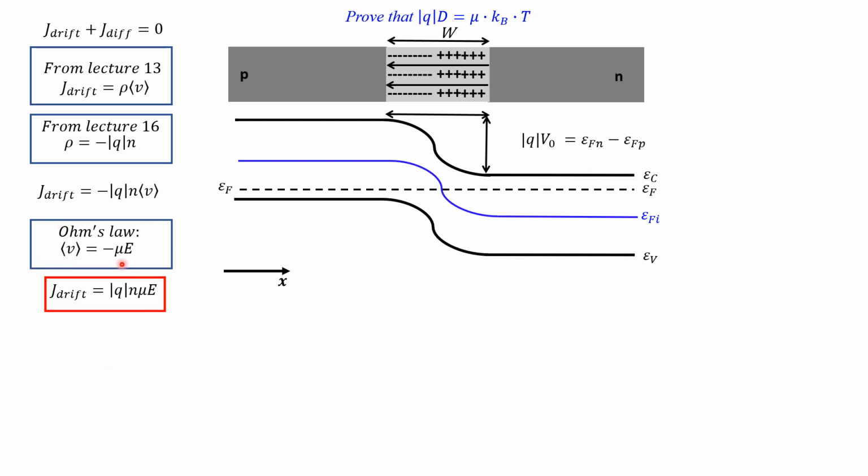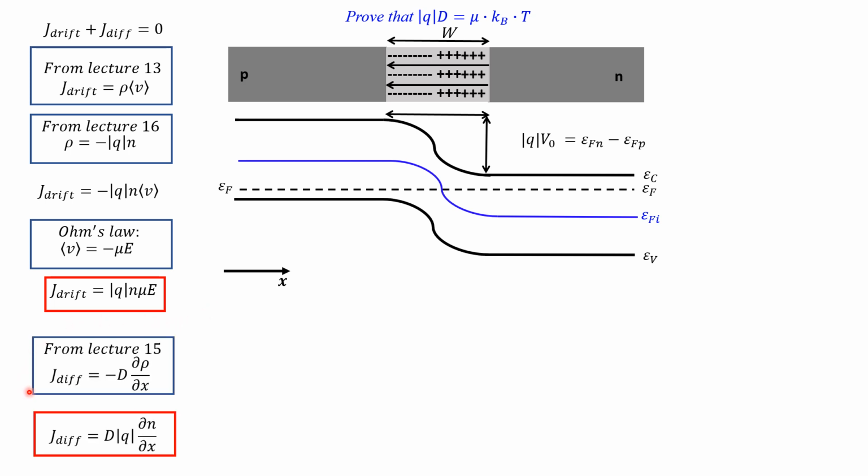So that's our form we're going to use, and we're going to use it to express the drift current explicitly in terms of the electric field. To do that, we use this expression here. So this negative sign cancels this negative sign, and we end up with this expression for the drift current, which we will use from now on.